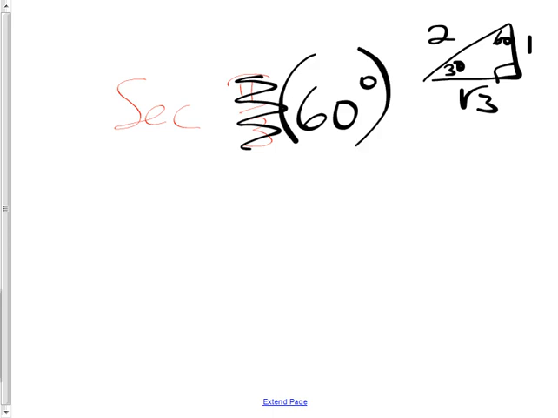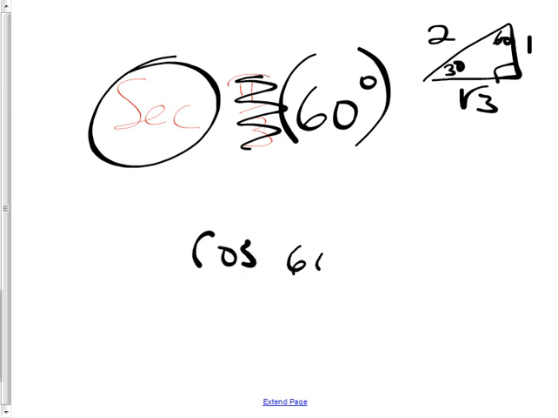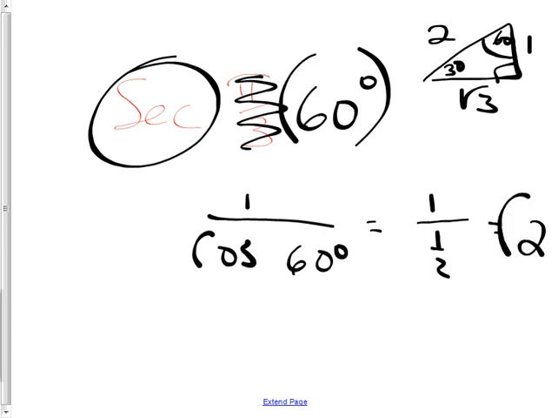Once it's 30, 60, 90, I'm not going to do secant. Don't like secant. But I can do the sister one for it, which is cosine. But I got to remember it's not really cosine of 60, it's 1 over that. Then I figure out the cosine of 60. Cosine is adjacent over hypotenuse. Adjacent is 1, hypotenuse is 2, 1 over 2. But this is equal to 1 over 1 over 2. So I got to remember to flip it, and the answer is 2.